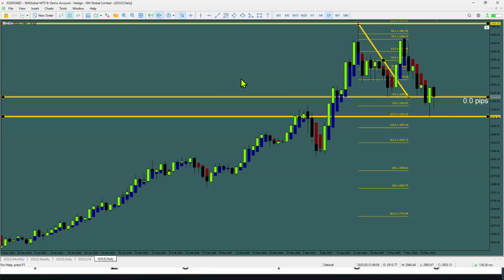Now, after that class, I entered sell and the market came down, and I made some very good profit out of that sell. And as soon as it hit this level, this 127.2, I knew the market was going to make a pullback.